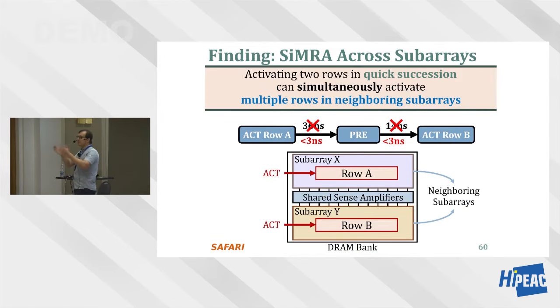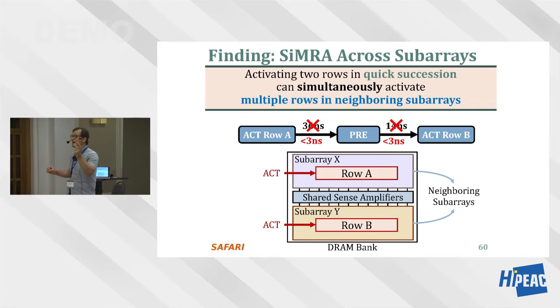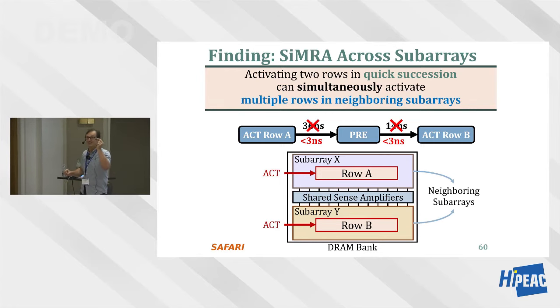We are able to activate multiple rows in the same subarray, but we also found out that you can activate multiple rows in neighboring subarrays. This is subarray X, this is subarray Y. They normally share sense amplifiers. That's the DRAM design. Because sense amplifiers are expensive, DRAM manufacturers minimize their number. Just to give you an idea, the size of a sense amplifier is 100 to 200 times the size of a DRAM cell today.